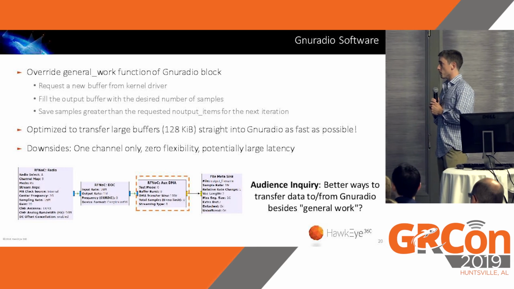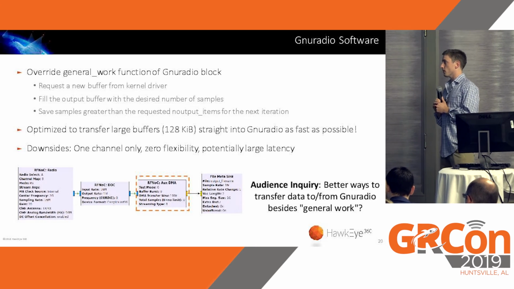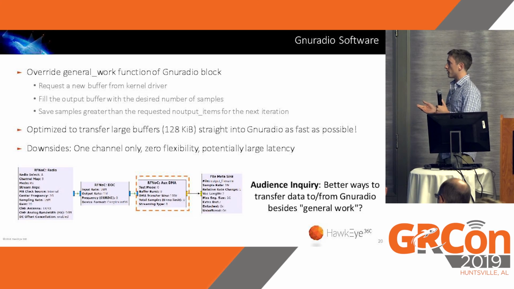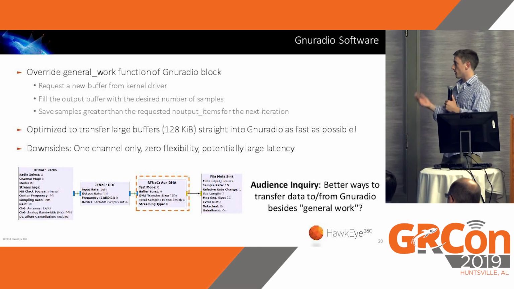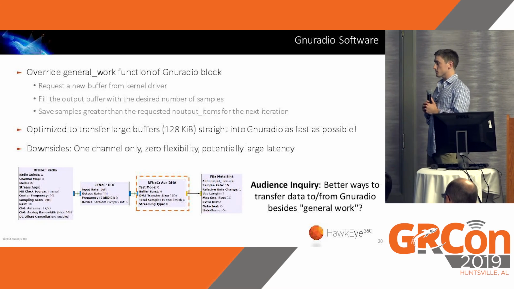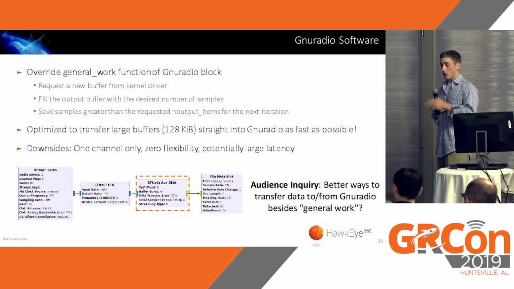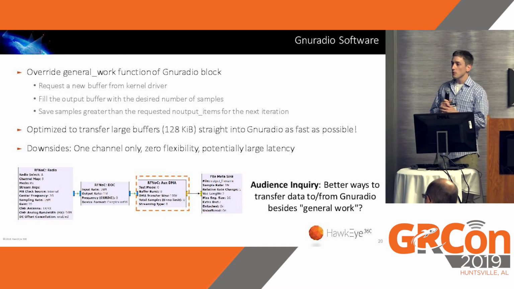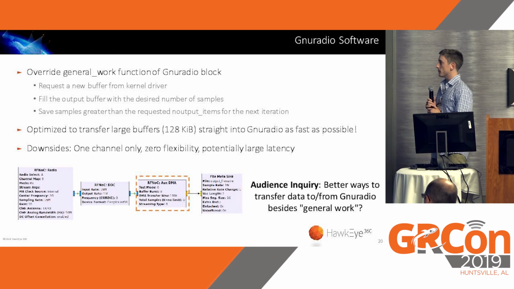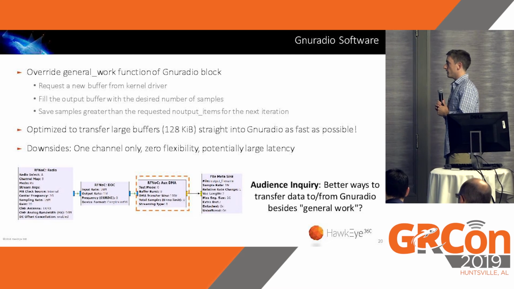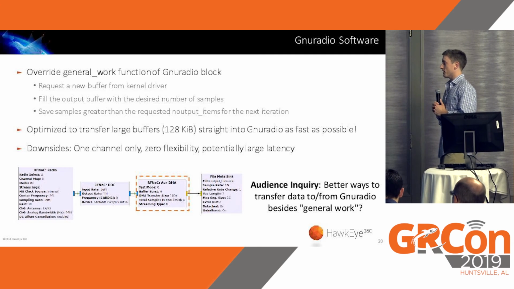I mean, it's pretty straightforward. The GNU Radio scheduler calls the work function, asks for some amount of samples. We fill the output buffer with samples and save the rest. Next time it's called, it fills in more data. And the goal here is we just want to record as much as we can straight into GNU Radio. For our particular application, we didn't care too much about latency, so it makes these large buffers feasible. We only did one channel, so we could do more. Very low flexibility and large latency.